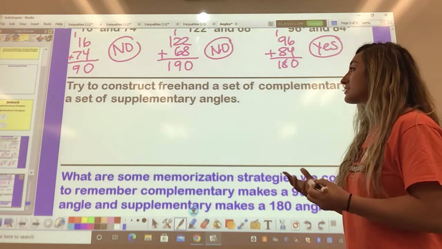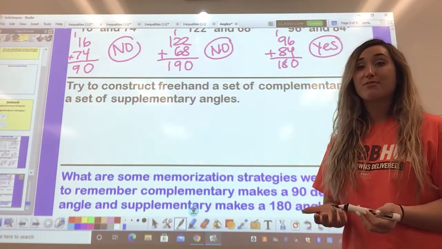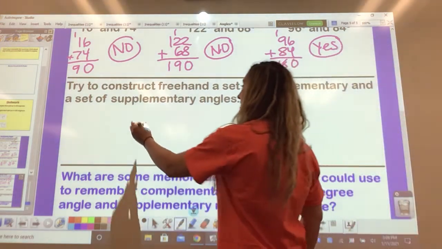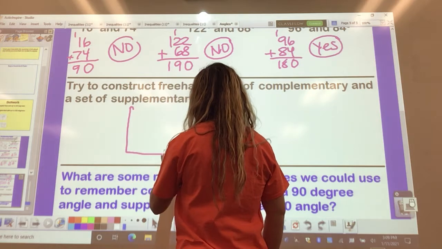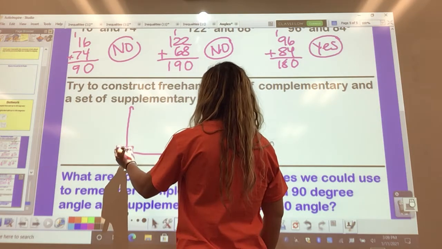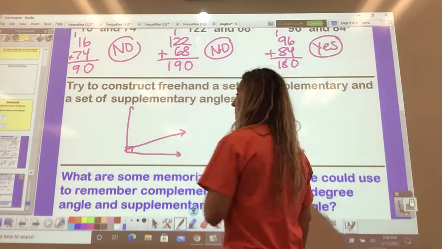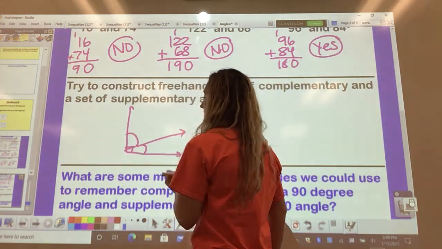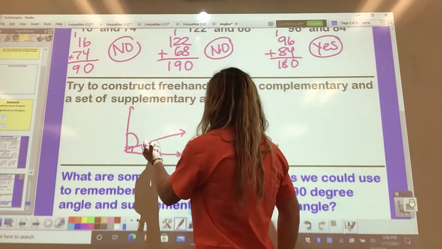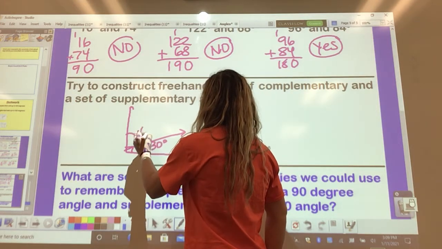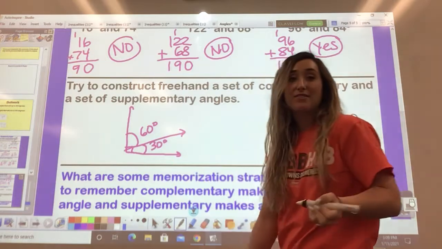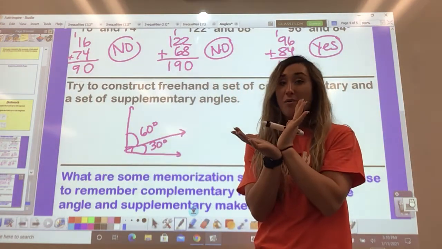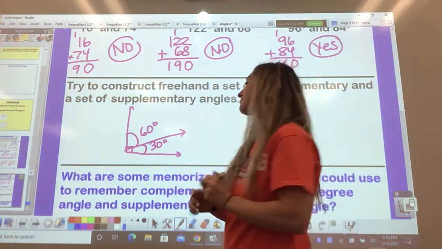So in order to construct complementary and supplementary freehand, it's kind of hard to do it if they're completely separate angles. But if you make them adjacent, if you start with a 90-degree angle and then split it up, that makes it pretty easy. I would estimate this to be maybe 30 degrees and this to be maybe 60 degrees. I have no idea if that's accurate, but I at least know that they fit together to almost make a 90-degree or a right angle.